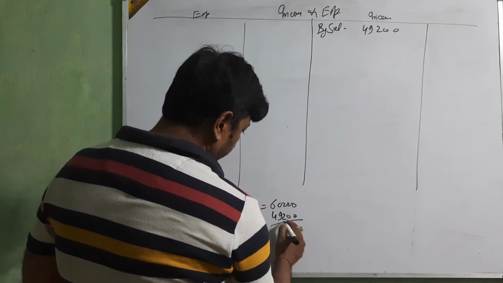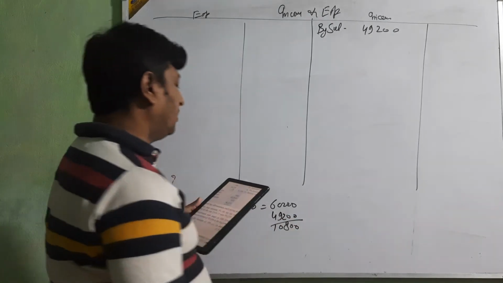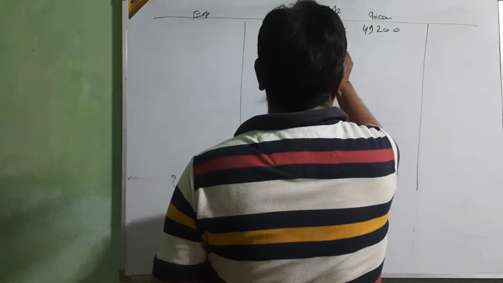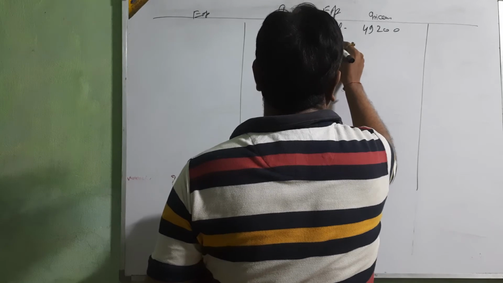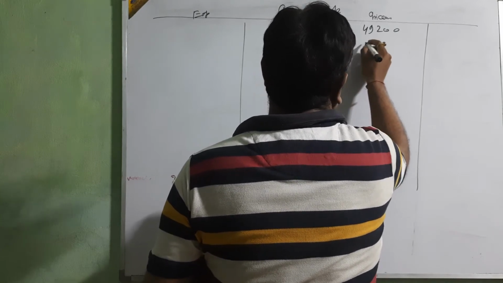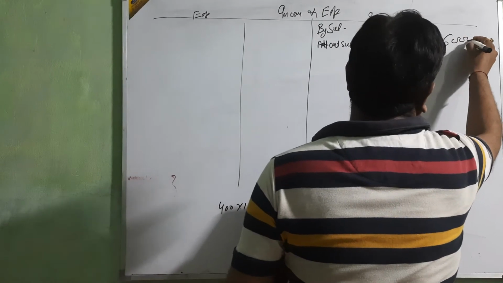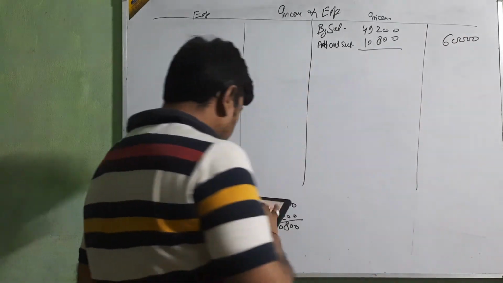It means 10,800 is what? Outstanding. That will be added. Then add outstanding subscription 10,800 outside 60,000. Okay, beta?